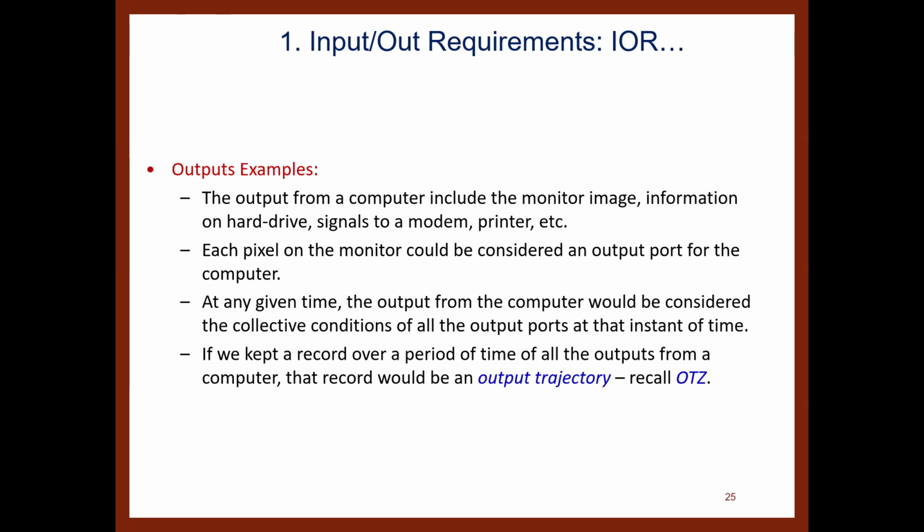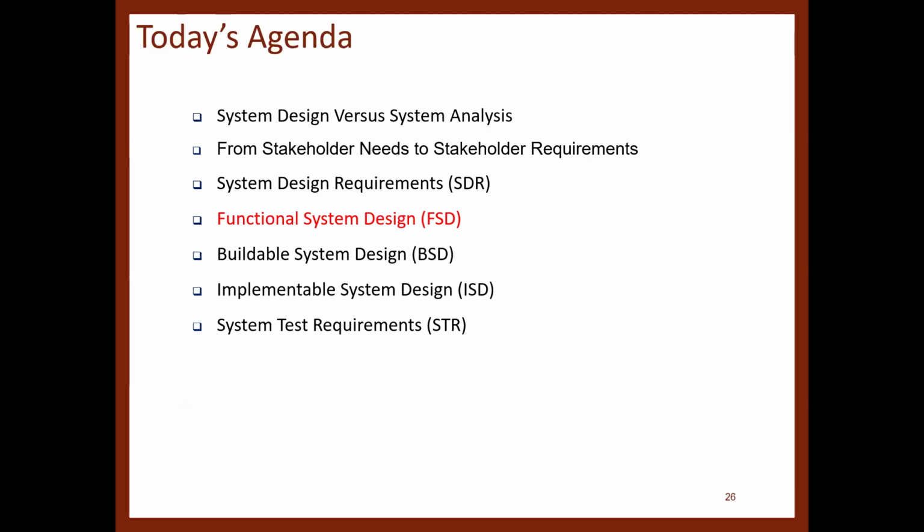Output examples include the image on the monitor, information on the hard drive, signals to the modem, printer, etc. At any given time, the output from the computer will be considered the collective conditions of all output ports at that instant of time. If we kept a record over a period of time of all the output from a computer, that record will be an output trajectory, and we are going to define it as OTZ. Okay, so that's system design requirements.